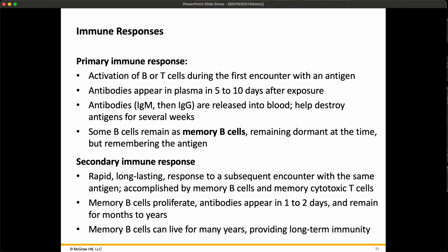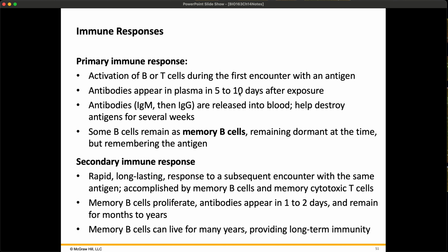So through this release of antibodies and of B and T cells, we can see a difference between the first and second time we're exposed to a pathogen. Again, that first immune response tends to be a little bit slower. We tend to get sicker, have more symptoms, whereas the second time it's not so much. So the primary immune response involves the activation of B or T cells during that first encounter with an antigen. They appear in the plasma 5 to 10 days after exposure. So it can take up to a week and a half or so of being sick with something before your body is really starting to fight and you're starting to feel better, or even longer, 2 weeks sometimes.